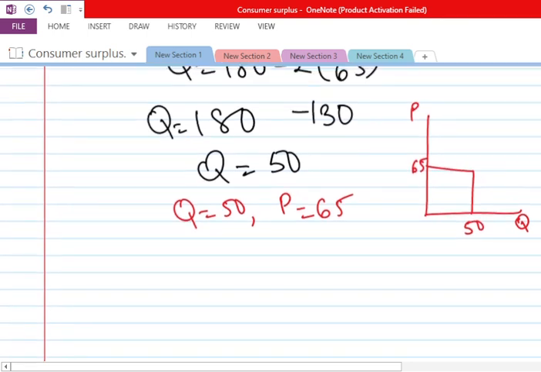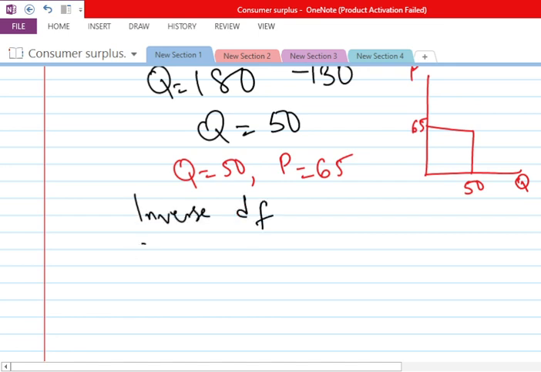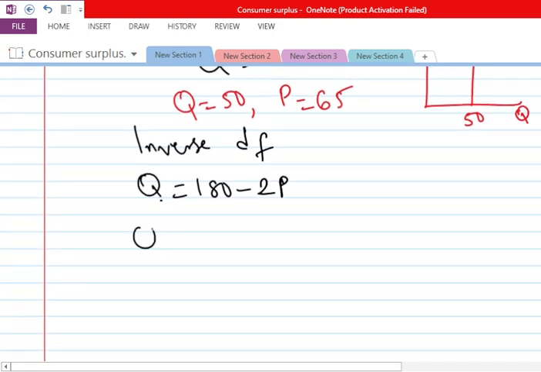So the next thing is to get the inverse demand function. I don't know if you've heard of it. With the given market function, to get the inverse demand function, we have to make P the subject of the formula, and we do that. We have Q minus 180 is equal to minus 2P.